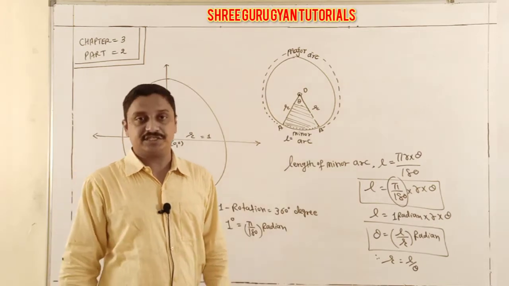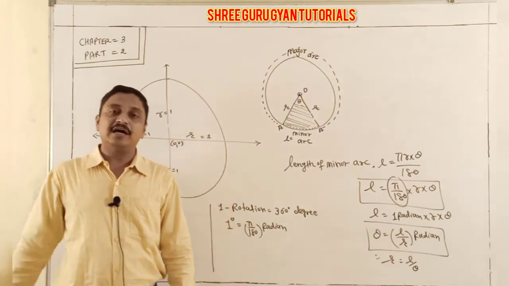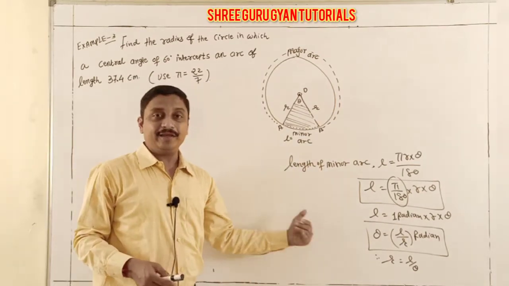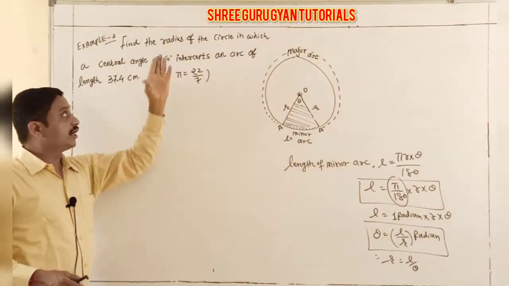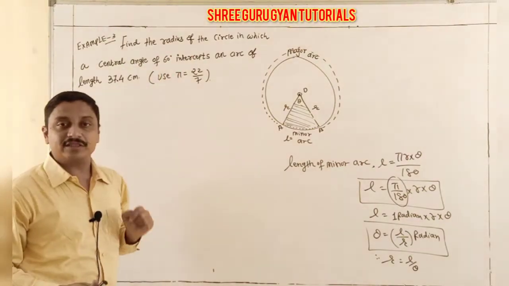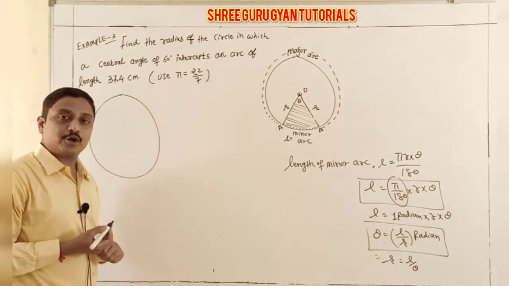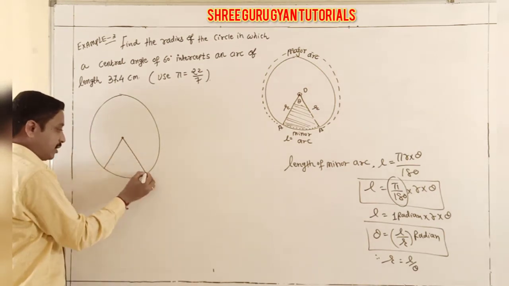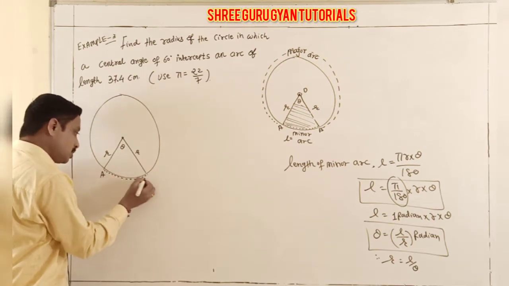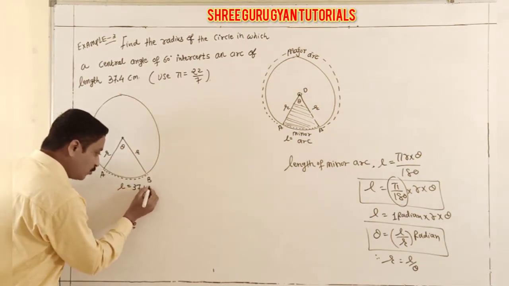Our next illustration, illustration number 3. Illustrations 1 and 2 I already explained in the last part. Now I am going to illustration 3. Now students, utilize this property. Example number 3. Find the radius of the circle whose angle at the center is 60 degree and the length of the arc is given as 37.4. Students, generally in this type of question you first draw a figure. Here you make our minor arc, radius, here theta, and this length covered is our minor arc L, and L is known, 37.4 centimeter.